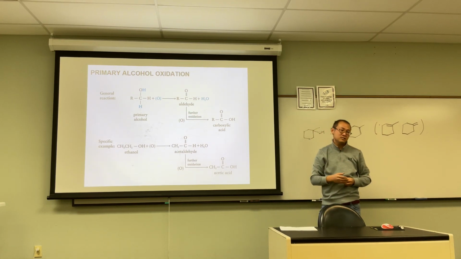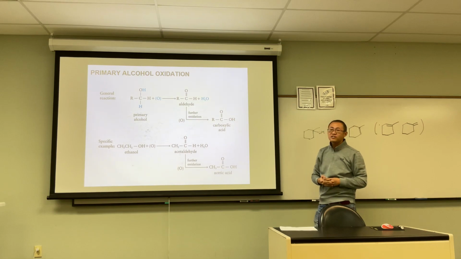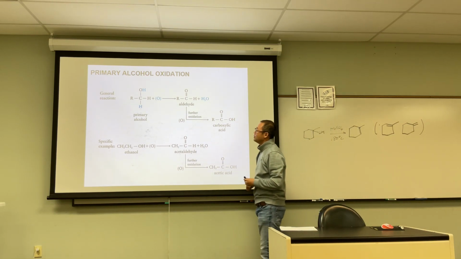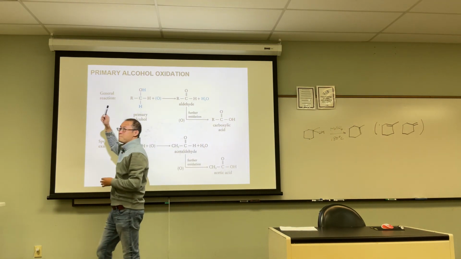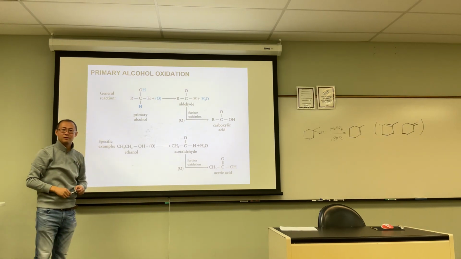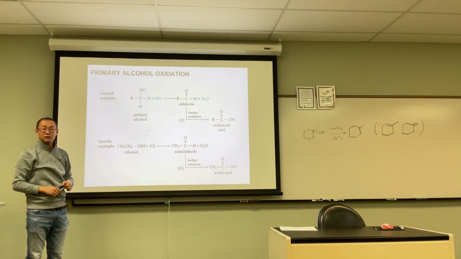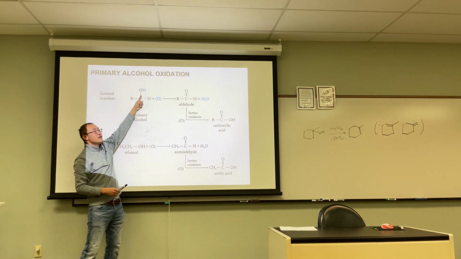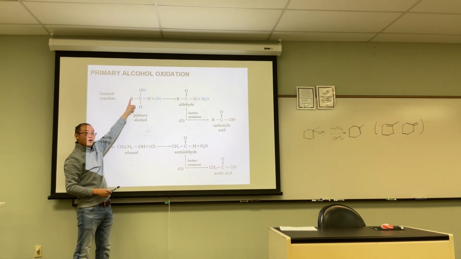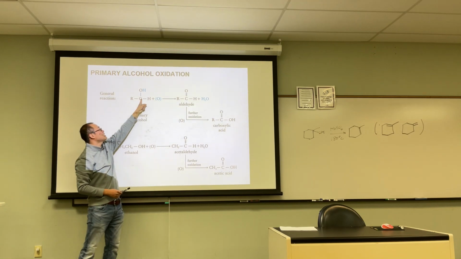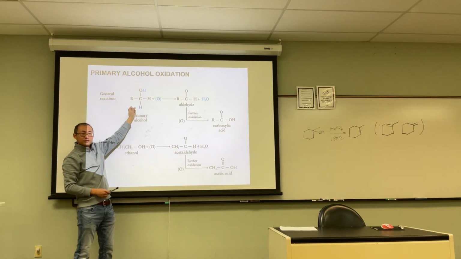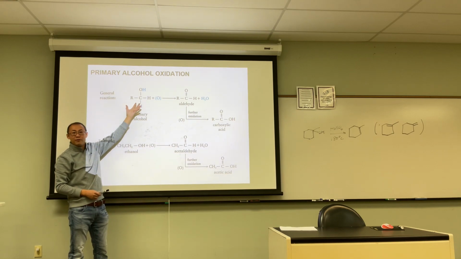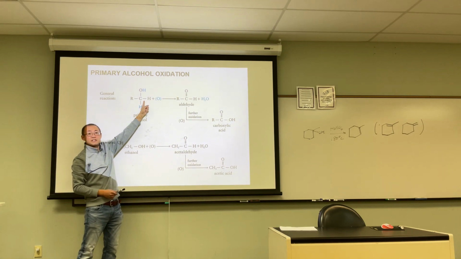Two specific cases. The first case is a primary alcohol. What is a primary, you guys still remember? The carbon where the O is attached has how many groups? One. And because there's one group, this carbon has how many hydrogens on it? Two. Right? That's primary. Why do we care about the hydrogen, guys?